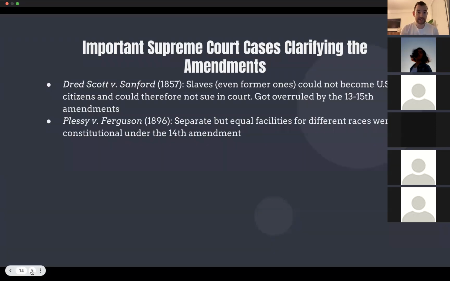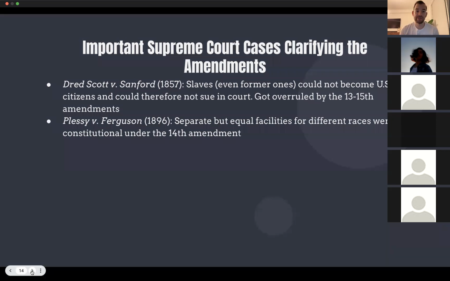Another terrible decision just as bad as Dred Scott v. Sanford was Plessy versus Ferguson. Very, very famous case in 1896. It involved a man who got on a train and wanted to sit in the whites only section. He was Black, and he was told that he couldn't sit there.